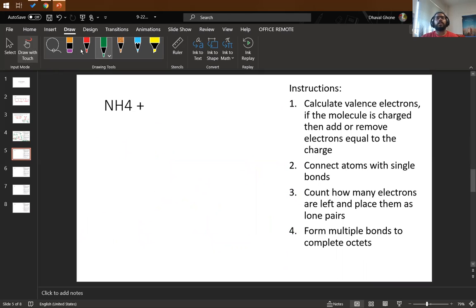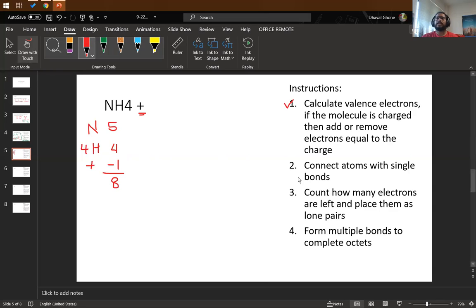So for NH4 plus, I have nitrogen and I have 4 H atoms. Nitrogen has, if you remember, 5 valence electrons, and hydrogen has 1, but I have 4 of them, so I have a total of 4 valence electrons coming from there. I also have a plus charge. So a plus charge would mean 1 lost electron, right? And so in total I have 9 minus 1, I have 8 valence electrons to be put in this molecule. And so step 1, I counted them.